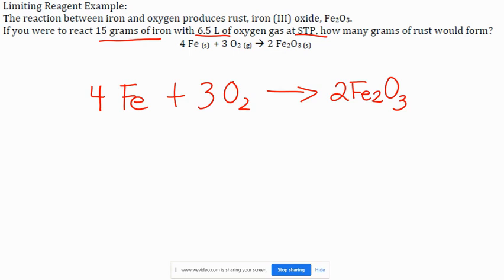The first thing we're going to do is take 15 grams. This is iron. So we are going to divide that by the mass of iron. The mass of iron off the periodic table is 55.9. So if I divide 15 by 55.9, I'm going to end up with 0.270 moles of iron. So that is what I am starting with.